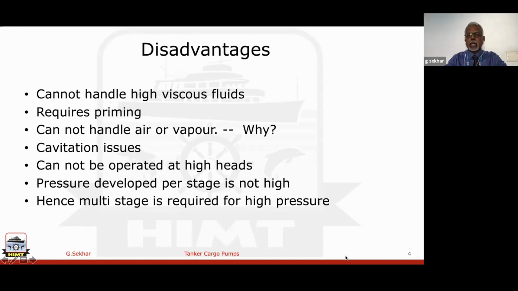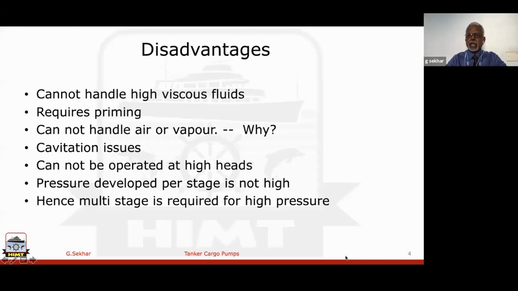That means the location of the pump is right at the bottom of the tank, so the pumps are always submerged. Meaning that the centrifugal cargo pump always gets a positive suction head. So as long as your suction head is positive, you don't have any issues. Whereas at any point of time, if the cargo level or the oil level goes below the, you can say, eye of the impeller, then you are going to have problems.